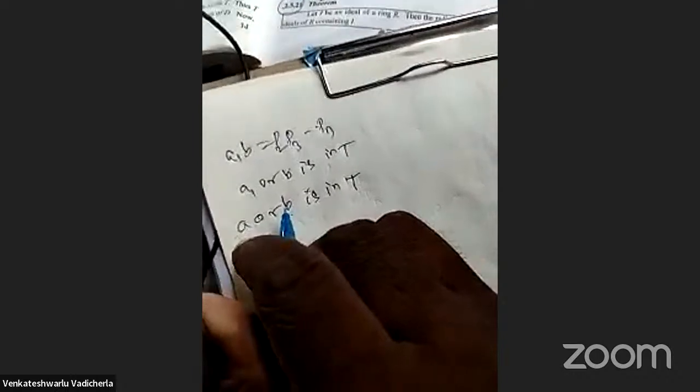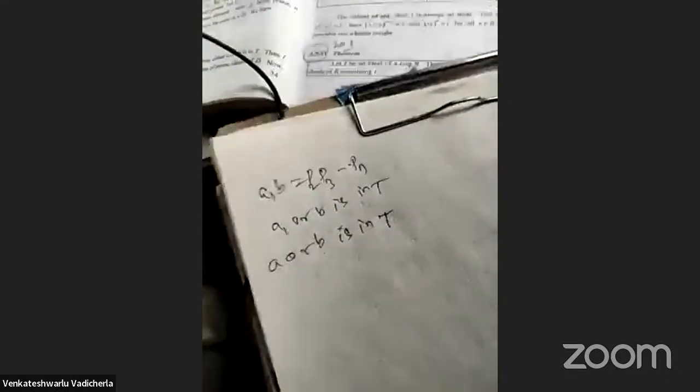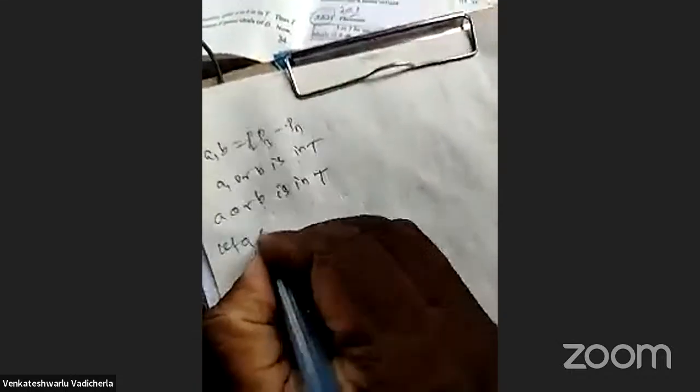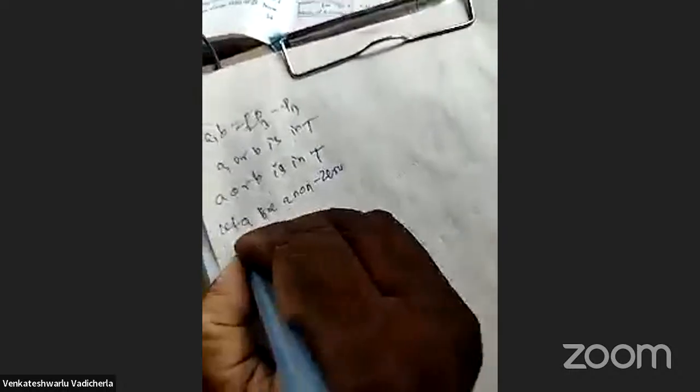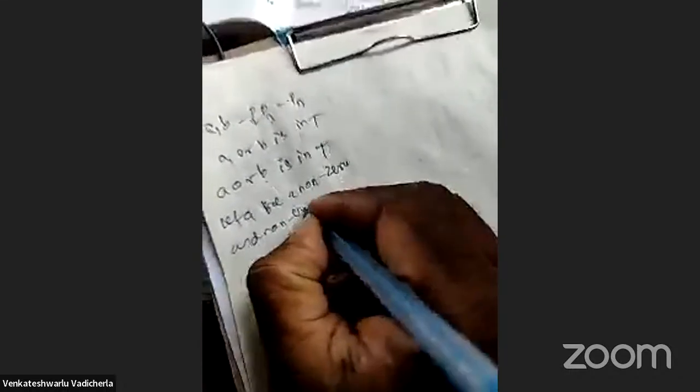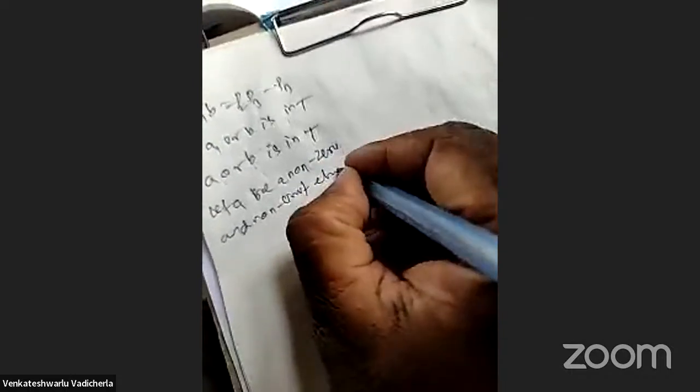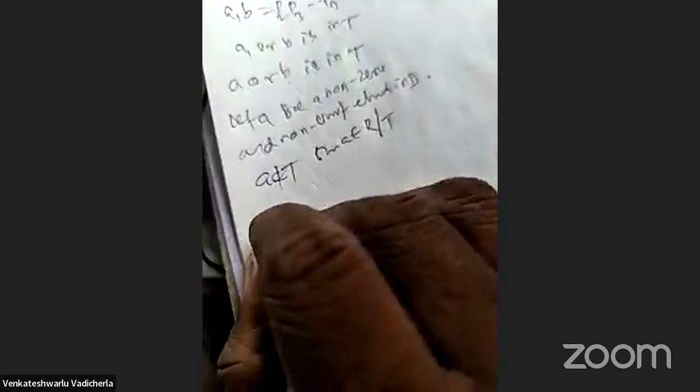Now let A be a non-zero, non-unit element in D. So A does not belong to T. Then A belongs to the radical of T. Therefore there exists a prime ideal P.